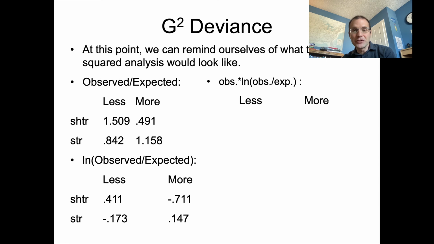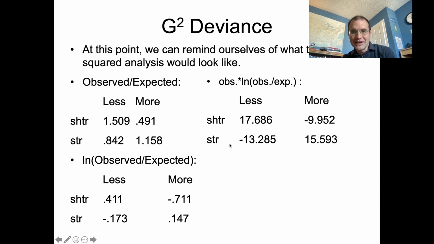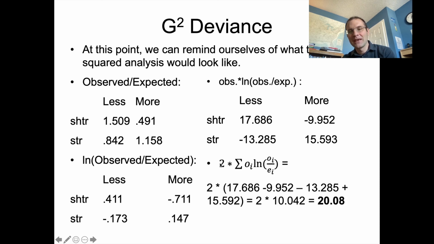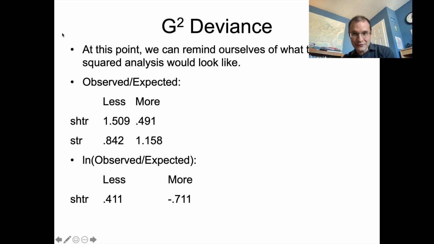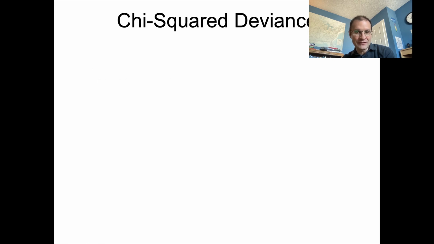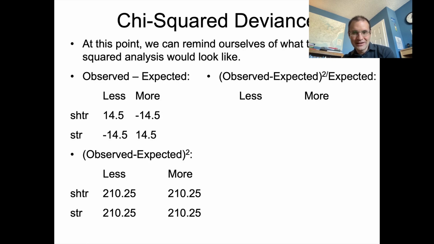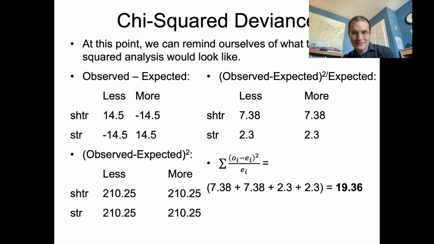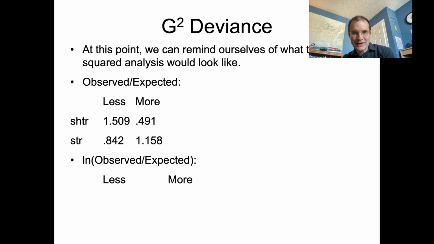We then multiply those by the observed numbers. We get a lot of decimal point information over here. We don't need to worry about it so much because in the end, we sum it up and then multiply it by 2, and we get a G-squared statistic of 20.08, which is pretty close to what we got for the chi-squared statistic. We just got there in a different way. So this is 19.36. Yep. And then this is 20.08.